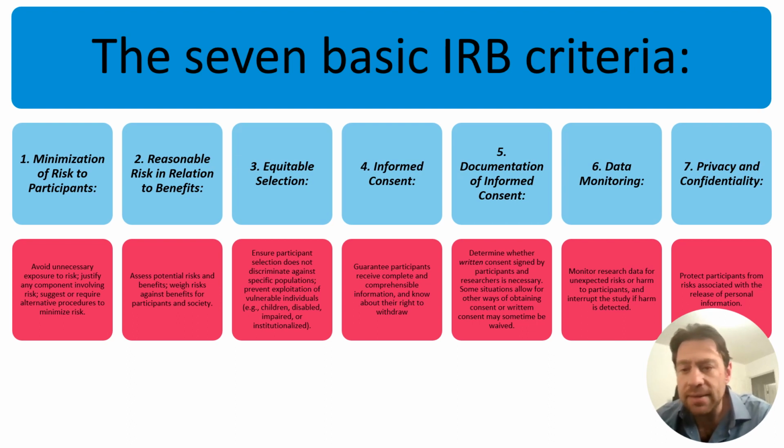And finally, 7 is privacy and confidentiality. Protect participants from risks associated with the release of personal information, and that could include their demographic information, their names and personal info, and also their data that you collect in the study.